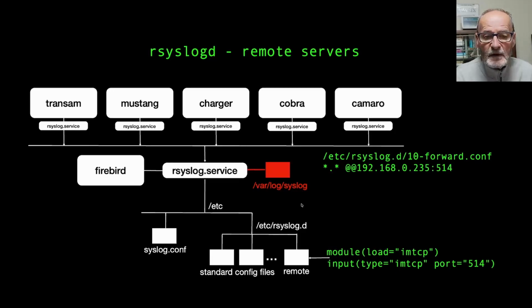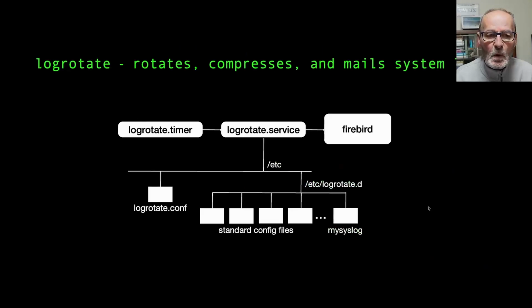And then on Firebird, it won't accept logs by default, but I've created another file called remote under rsyslog.d, and that simply includes modules that support the idea of receiving logs from remote servers. So that's what that's about. So now let's look at what we're interested in today, and that's logrotate. Okay, so the previous bit is all very interesting, but all that's doing is generating massive logs.